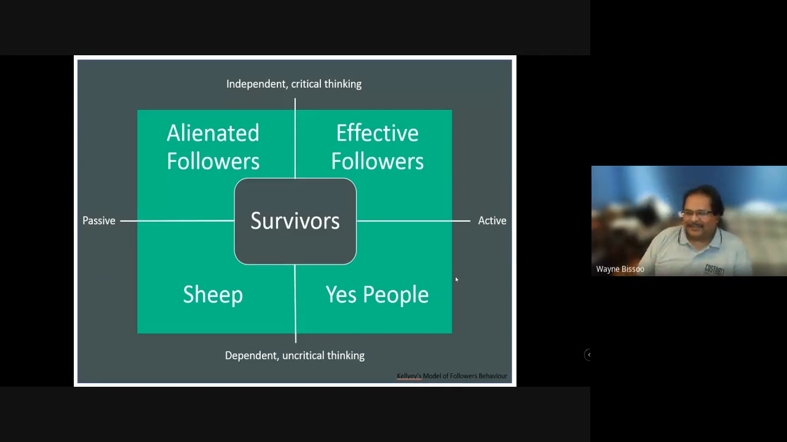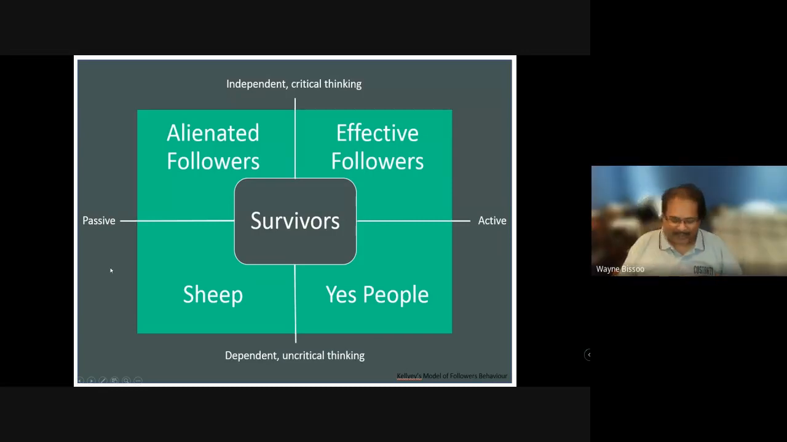All right. So this is the other model that you were talking about in terms of effective, alienated followers, sheep and yes people, as opposed to survivors. This is the model somebody was talking about. Again, this is from PB, in terms of where you fall in terms of your level of independence and critical thinking. All right, passive to active kind of stuff like that. And behavior.